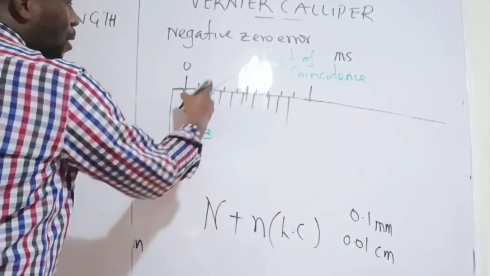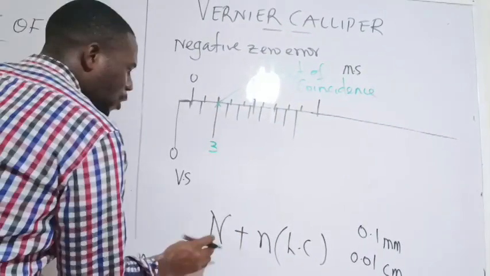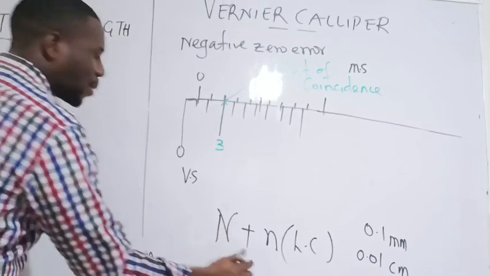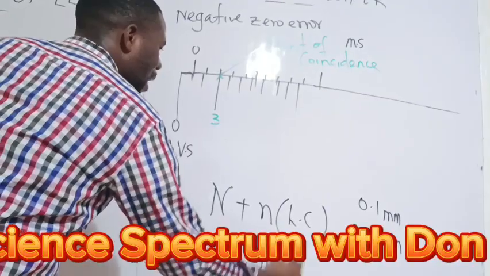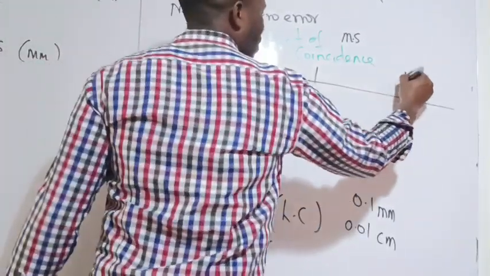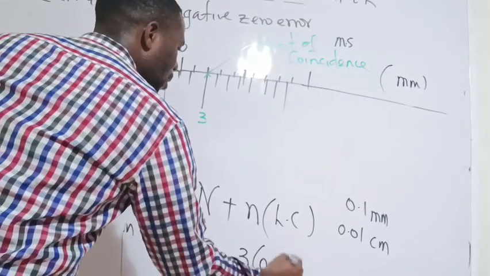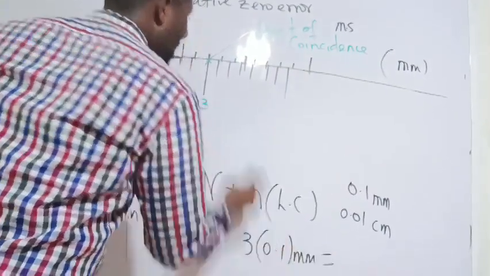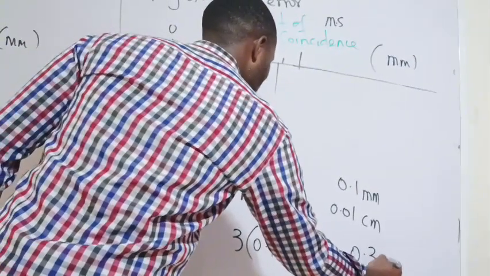Alright, so now the mark of the vernier that coincides with the main scale division is the third mark. So of course I could just ignore the main scale part here. So this is definitely 3 times the least count. If this scale is in millimeter, this would be 3 times 0.1 millimeter. And of course I know that the negative 0 error here is minus 0.3 millimeter.